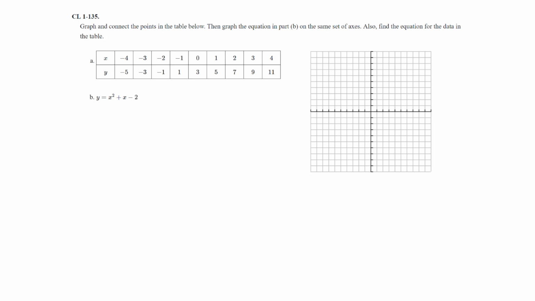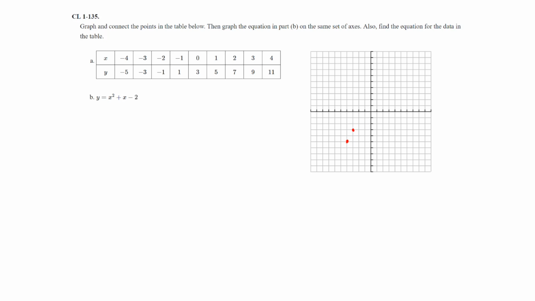Question 135. Graph and connect the points in the table below, then graph the equation in part B on the same set of axes. Also find the equation for the data in the table. So let's just start there by plotting these points. Negative 4, negative 5, negative 3, negative 3, negative 2, negative 1.